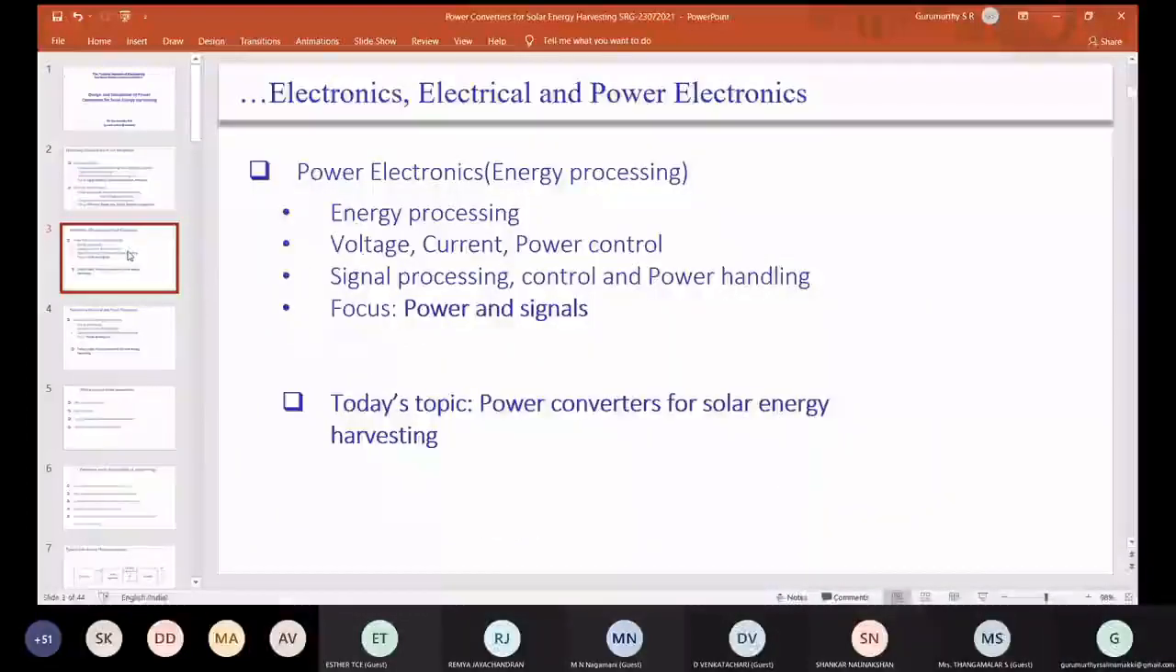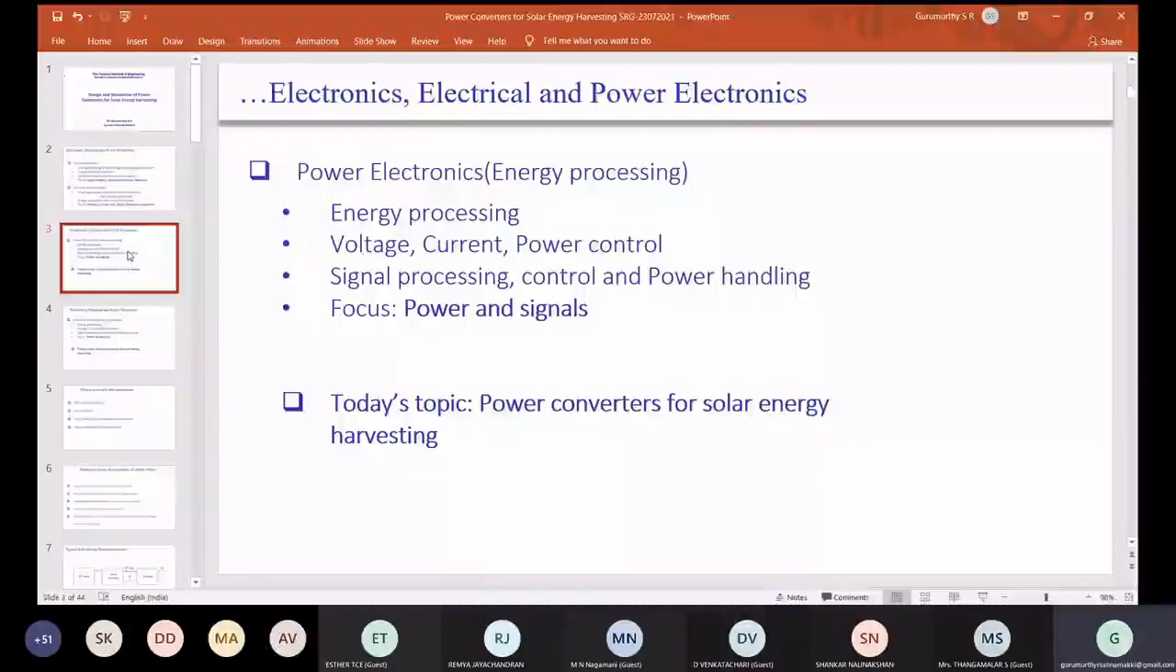Now the third part is the power electronics. What does power electronics do? It is actually processing the energy. You see, energy is handled by the electrical power, and the signal processing and other things are in the electronics. So here we are doing the energy processing. Energy is available in different forms. Electrical energy, mostly we use in the form of voltage, current, power control. So these things are done in the power electronics.